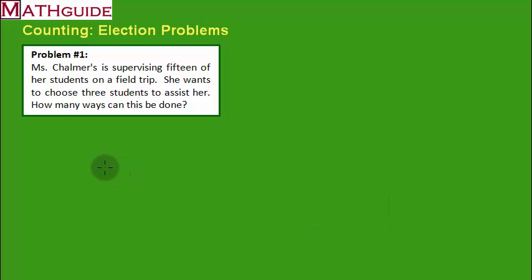All right, in that case, we're going to take this as a combinations problem. So we're going to say she's got 15 students, and she's going to choose 3 of them. So we're going to plug this into a calculator and see what the answer is. There's 455 ways to do this. So let's go on to a second problem.